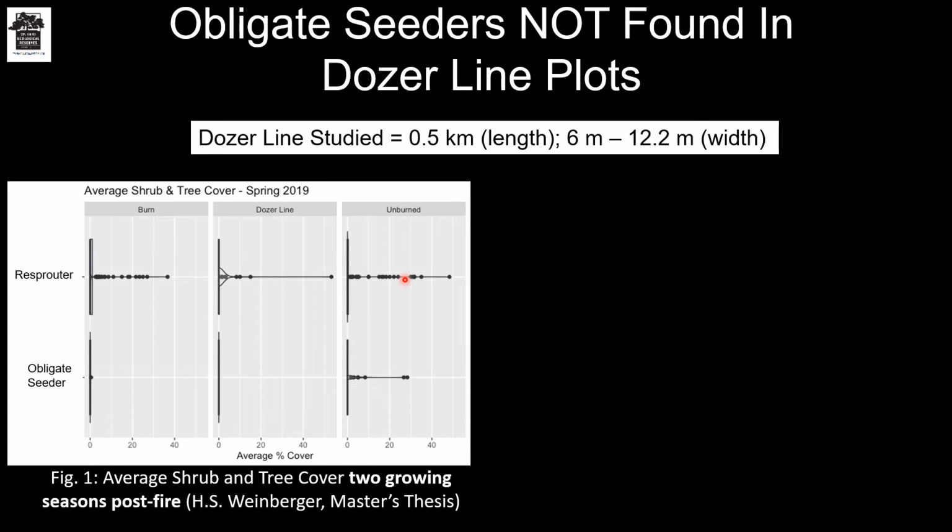Diving into this data specifically, this is a graph of average shrub and tree cover 2 growing seasons post-fire. We can see that resprouters had cover in all 3 treatment types, whereas obligate cedars only had cover in unburned and burn plots, although burn cover was low, but was not found in the dozer line plots.